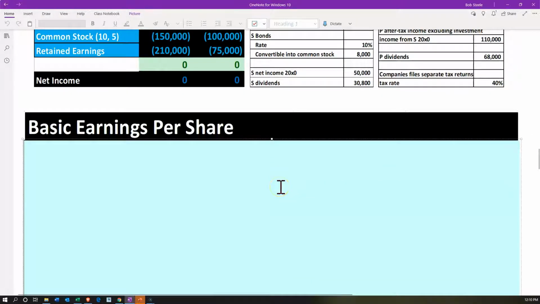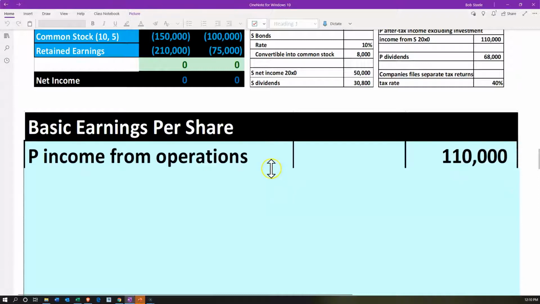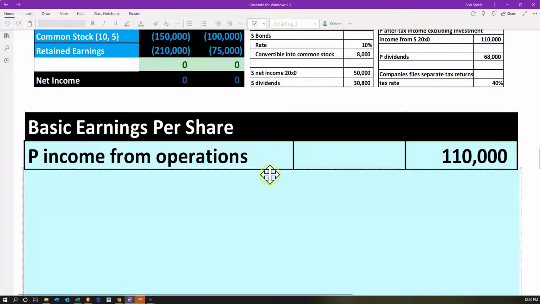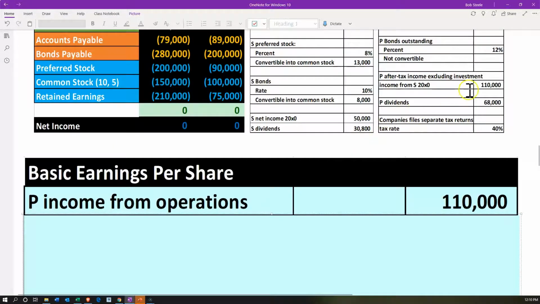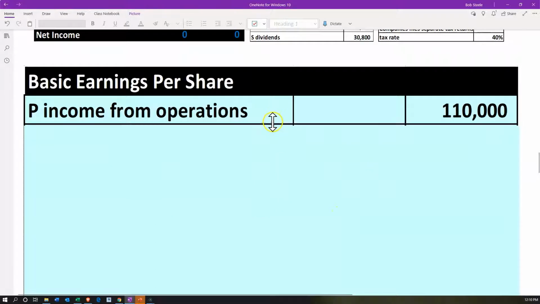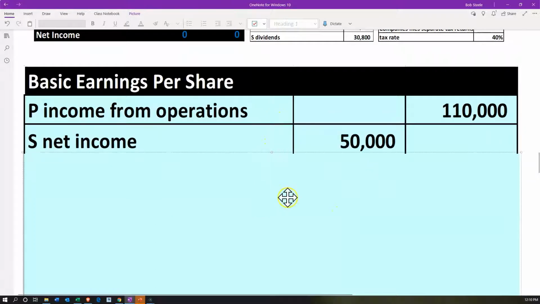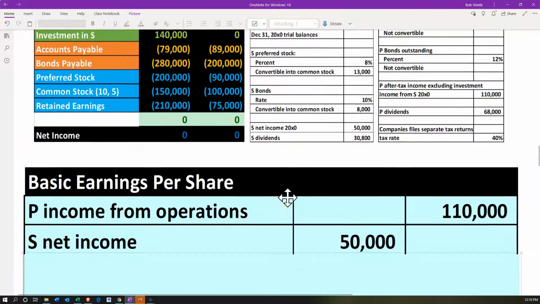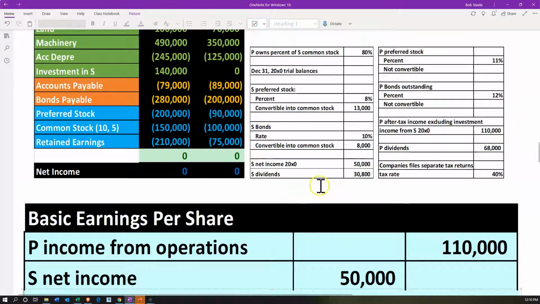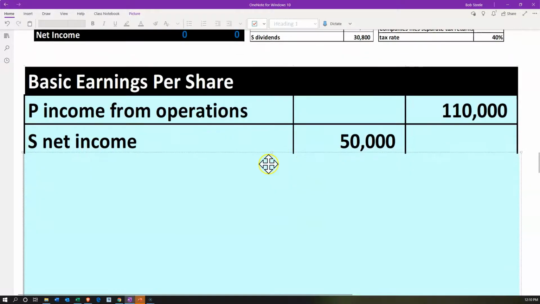We're going to be taking a look at the basic earnings per share. We'll do this on a line-by-line calculation basis. So we have the parent income from operations, which is given to us here. Of course, that would basically be on the income statement for the parent company. That's going to be the 110,000. We're then going to say that S's net income is going to be 50,000. That's given to us in the data as well.